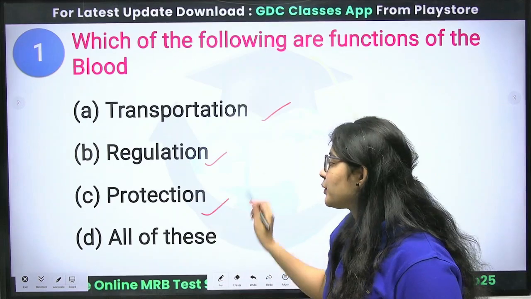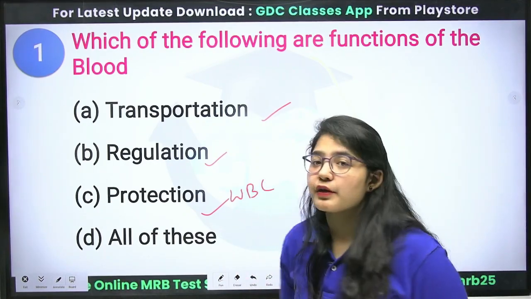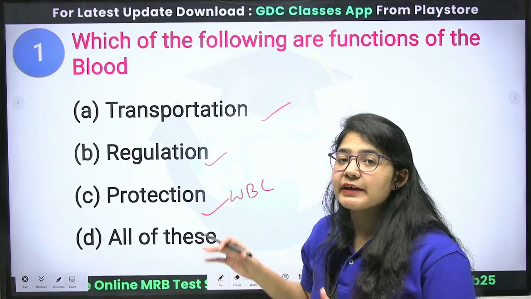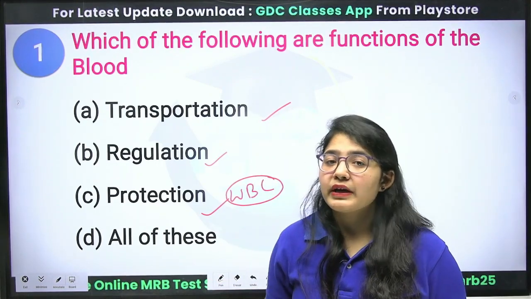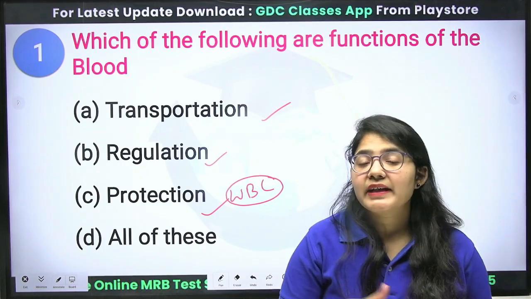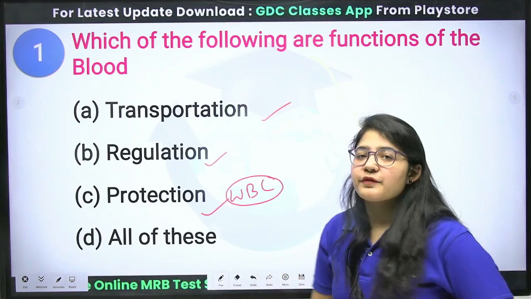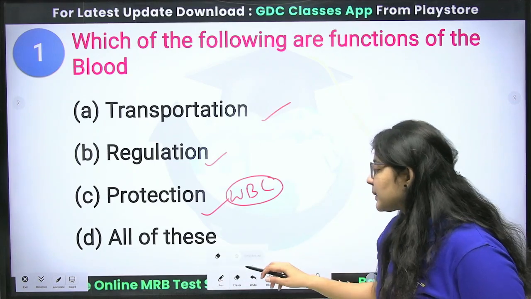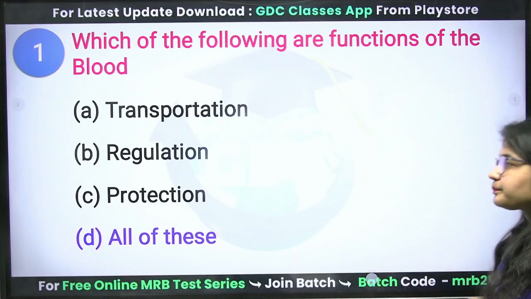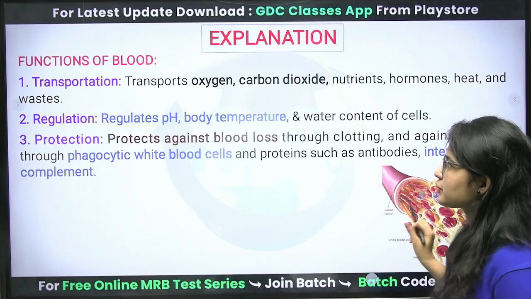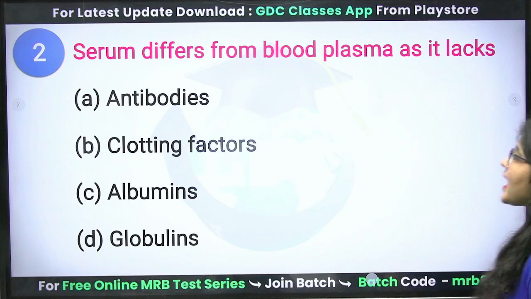Next, we have the protection. Blood contains the WBC, known as white blood cells, and this is responsible for killing the foreign bacteria, virus and fungi that are coming from outside sources. It protects your body from different infections. So what will be the correct answer? The correct answer will be all of these. Clear? Next question. Serum differs from blood plasma as it lacks.